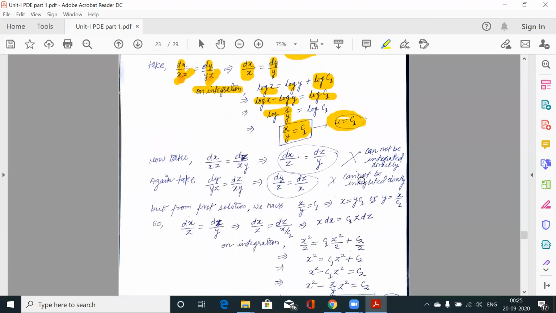Now we have to get the second integration. We have overall three possibilities. One possibility we have used to get one solution. Now to get the second solution, we explore the other two possibilities. The first possibility is taking the first fraction with the third fraction, dx over xz is equal to dz over xy. So the x would be cancelled out, so it will become dx over z is equal to dz over y.